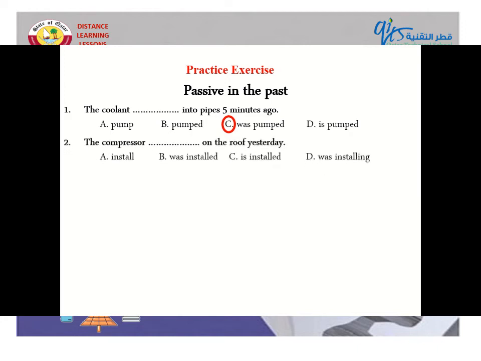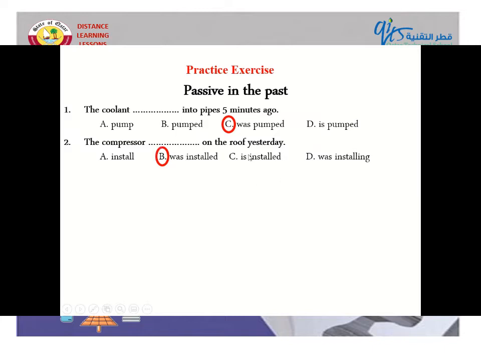Number 2, the compressor blank on the roof yesterday. So compressor is singular, we need was and past participle. A, wrong, B, correct.